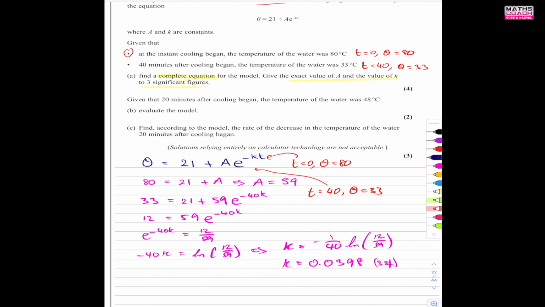So therefore the complete equation is theta equals to 21 plus 59 e to the power of minus 0.0398 t.